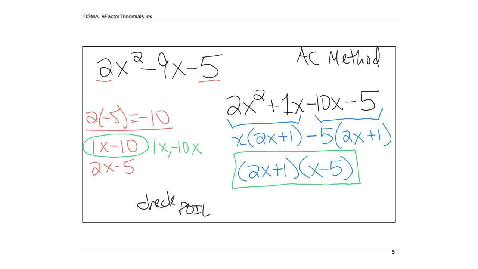So we're going to FOIL. 2x times x gives me 2x squared. 2x times negative 5 is negative 10x. 1 times x is x. And 1 times negative 5 gives me negative 5. So now I can combine my like terms in the middle. And I am back to the original problem. Yay.